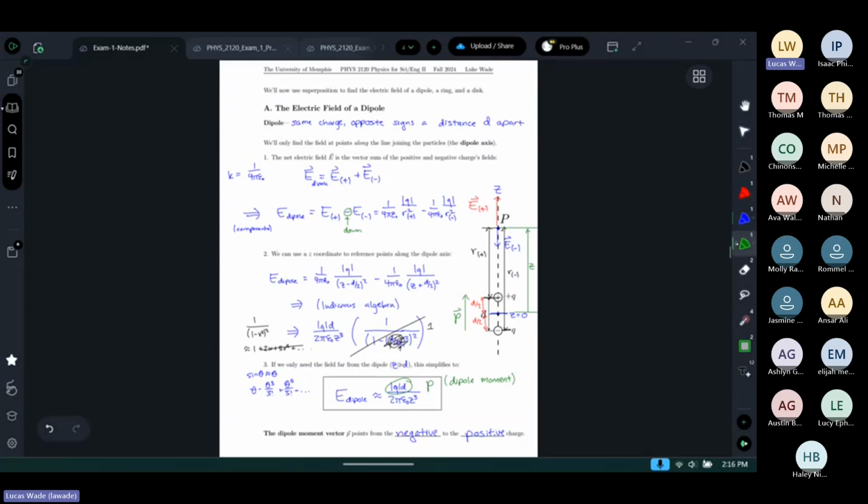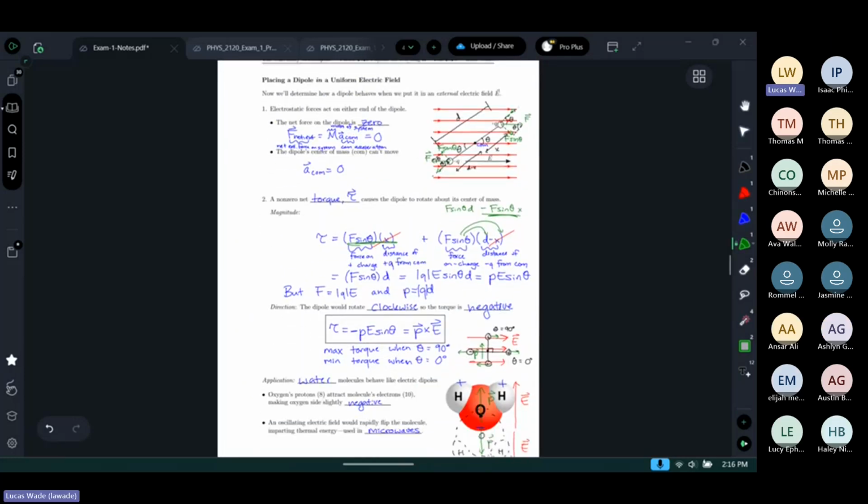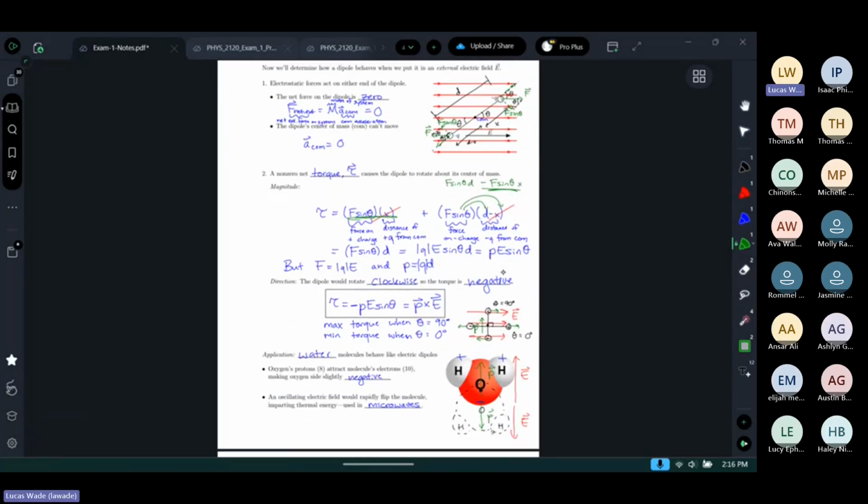This will not be on there, but the stuff about the torque on a dipole, really just this singular little block of text, that is a possibility. So when will you get most torque on a dipole? When will you get least? And how do you calculate that torque?